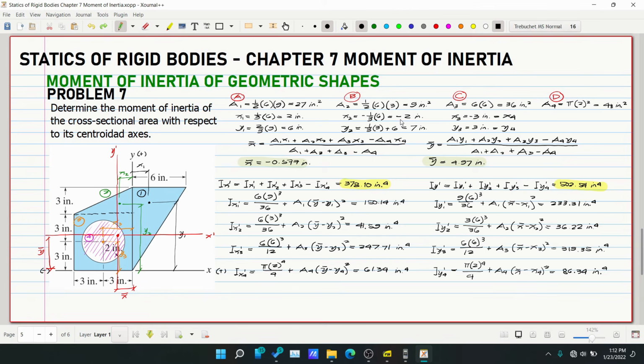And so I hope na talagang magagamit niyo itong tutorial ng CE Box para sa inyong mga higher subject para ma-prepare talaga kayo. Okay, so this is our problem number 7 for moment of inertia of geometric shapes under chapter 7 ng statics of rigid bodies.